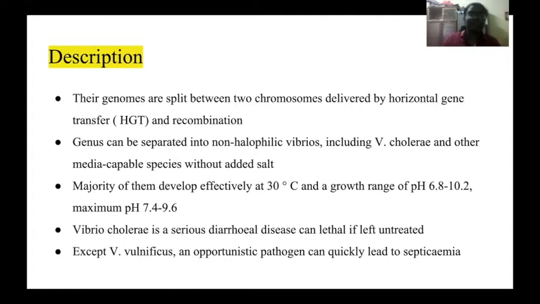To describe Vibrio illness, their genomes are split between two chromosomes, which has been delivered by horizontal gene transfer and recombination. They can be separated into non-halophilic Vibrios, including Vibrio cholerae and other species capable of growing on media without added salt. The majority of them can develop effectively at 30 degrees Celsius at a growth range of pH 6.8 to 10.2, with an optimum pH of 7.4 to 9.6. Vibrio cholerae causes a serious diarrheal disease that can be lethal if left untreated, except for Vibrio vulnificus, which is an opportunistic pathogen that can quickly lead to septicemia.